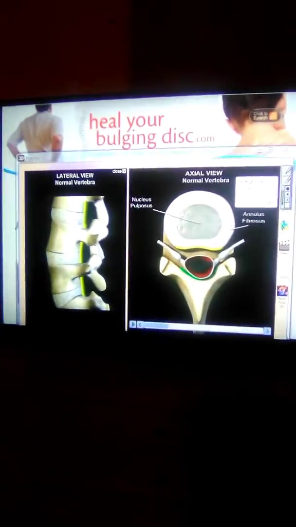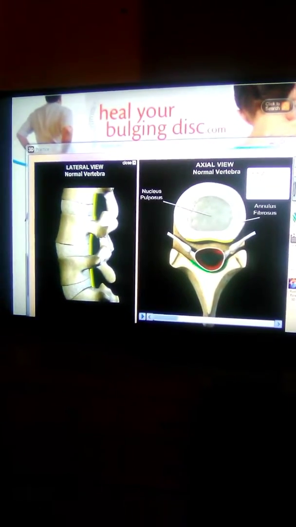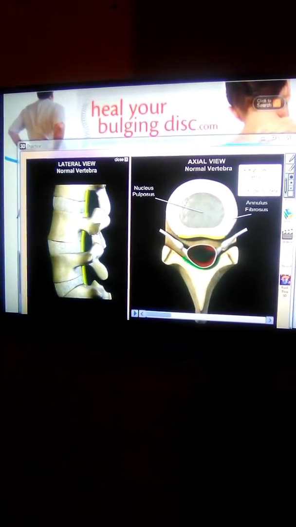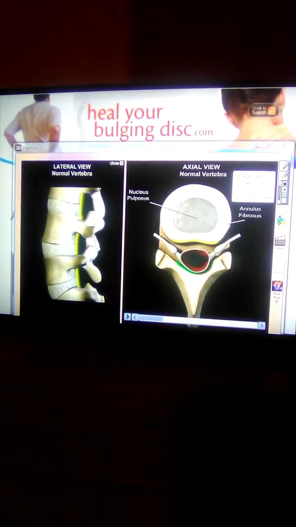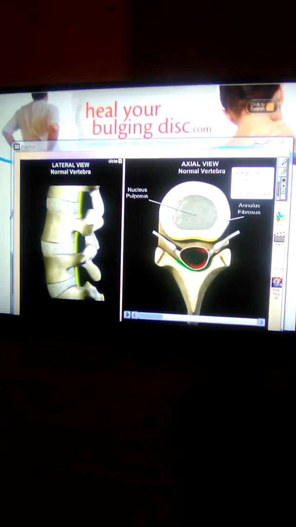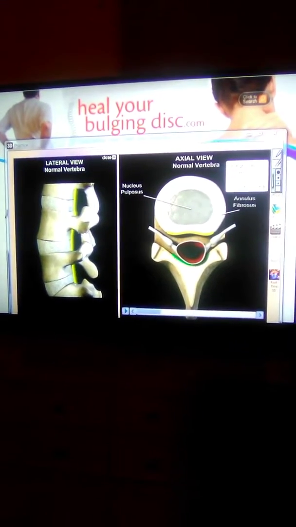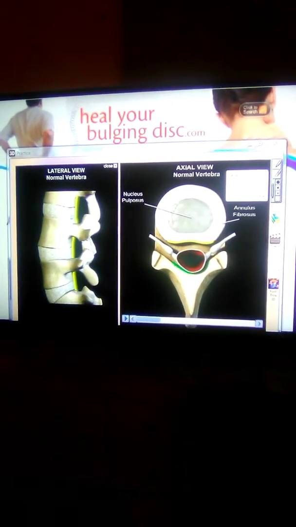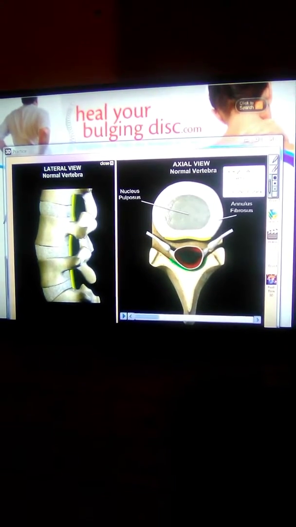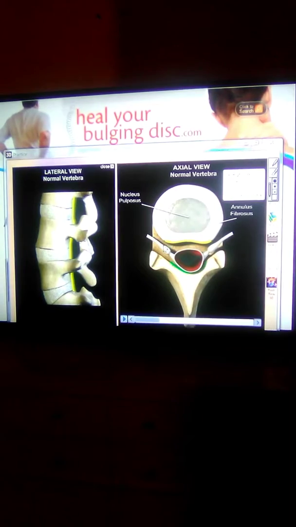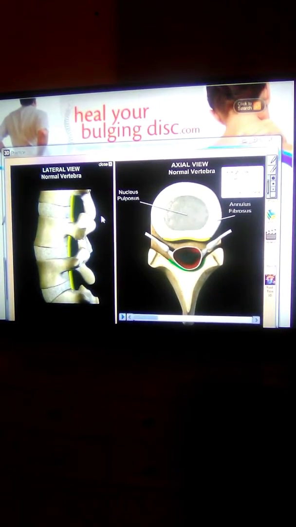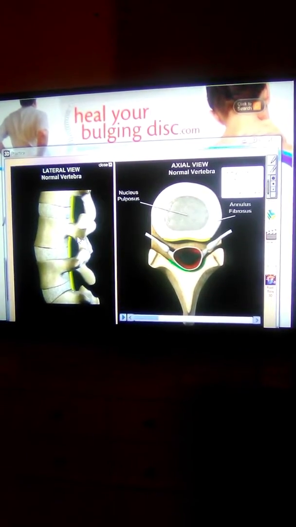Those conditions would be a bulging disc, herniated disc, ruptured disc, and degenerative disc disease, which is also commonly referred to as DDD. Now, before we get into that, I want to first talk a little bit about what a normal disc looks like, because we're going to want to compare this to the different conditions so that you can see the difference. If you look at this image here that I have up on the screen right now, what we're looking at is a normal, healthy disc and a normal spine.